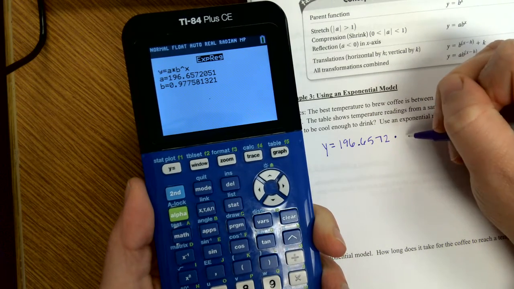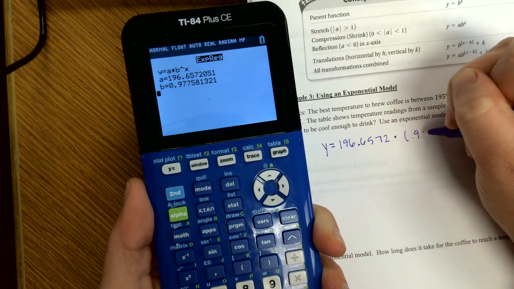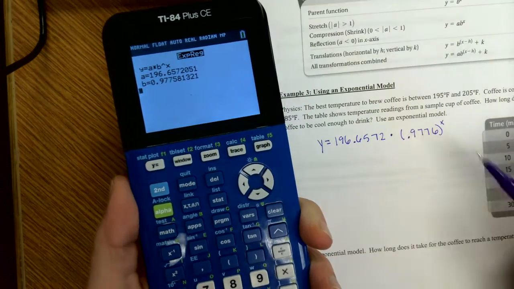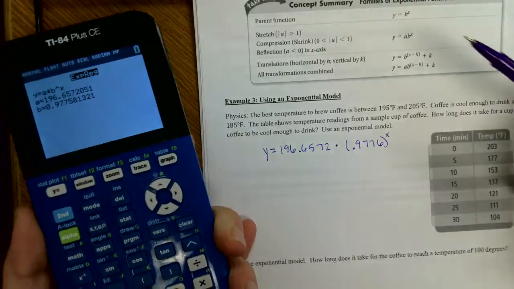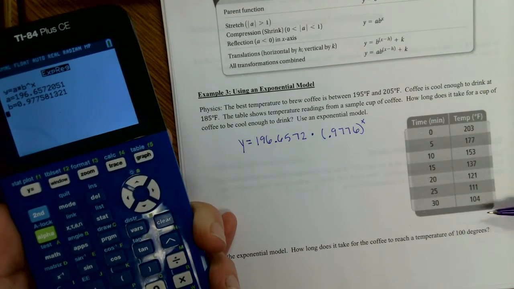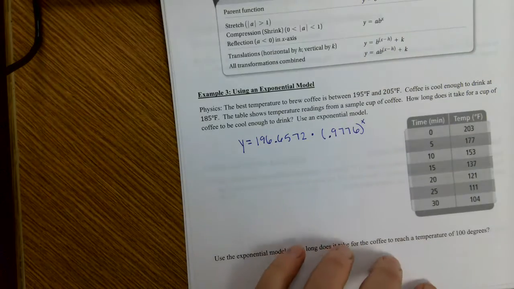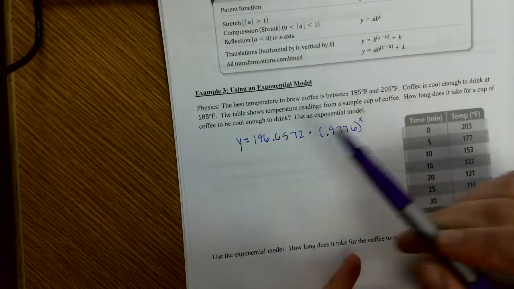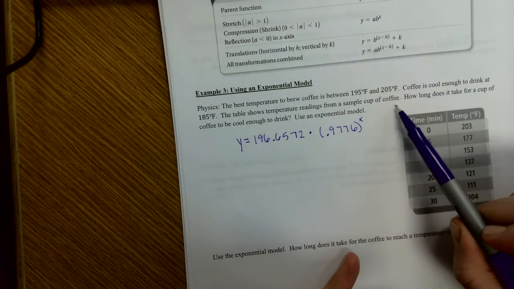And then times my B value is 0.977. That would round to 6 raised to the x value. So I know for sure it's going to be decay. If I check this, as the time gets larger, the temp does go down.